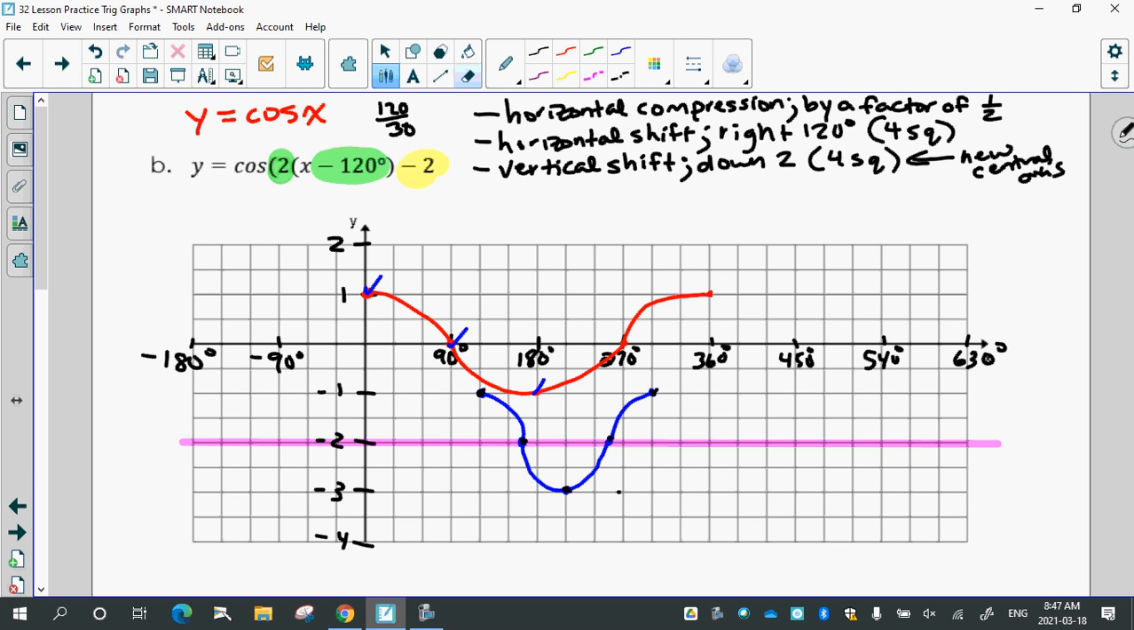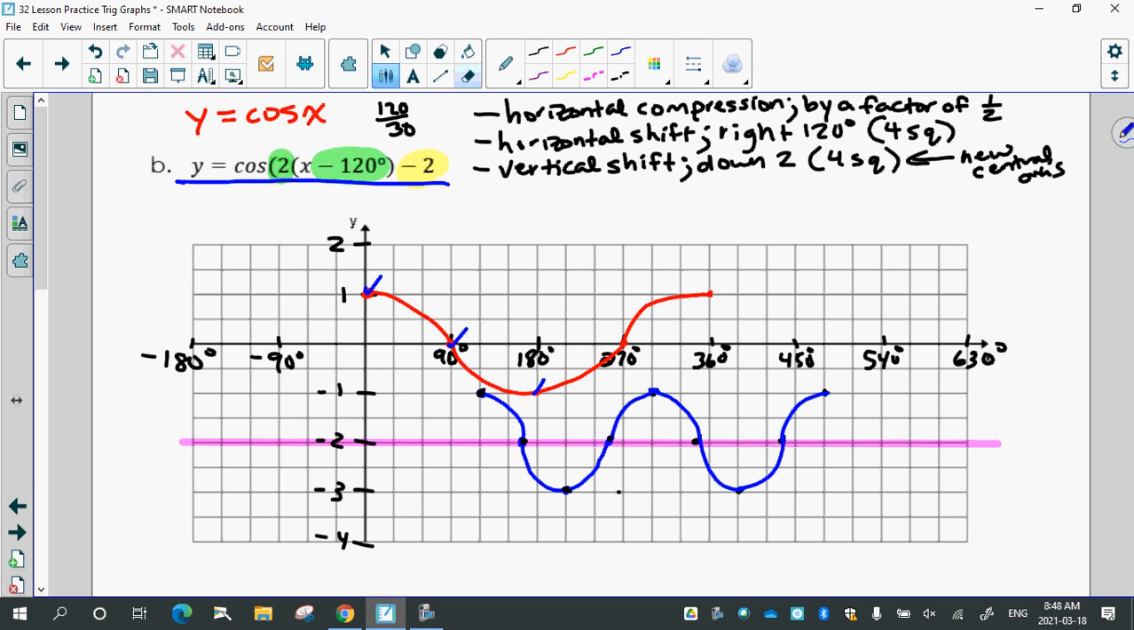So from here I go over 1.5, down 2, over 1.5, down 2, over 1.5, up 2, over 1.5, up 2. Now I've got another cycle that I can draw in. And now I've drawn 2 complete cycles of the image. Y equals the cos of 2x minus 120 degrees minus 2. Okay?